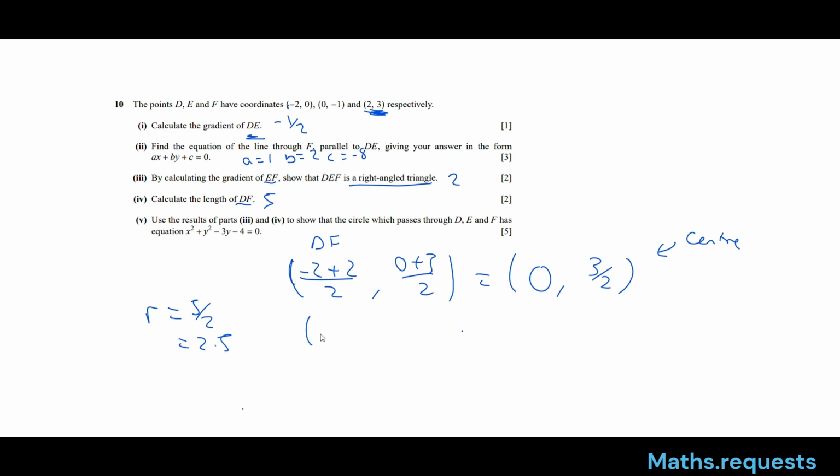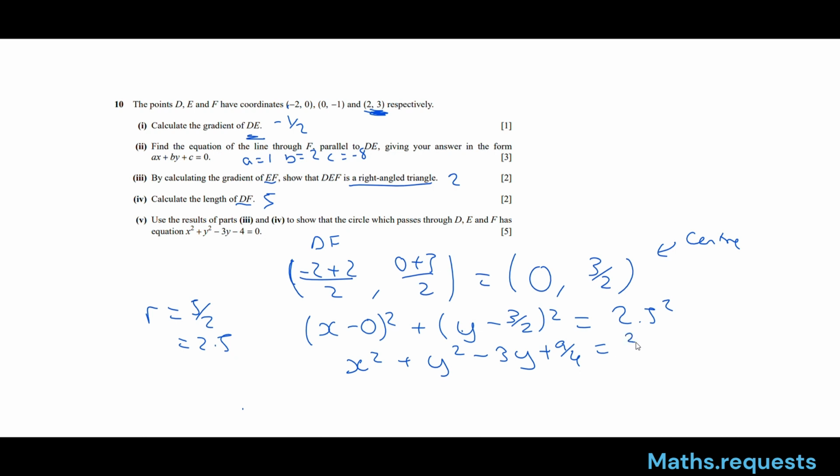So you know the equation of the circle. The x-coordinate of the center is 0, so it's just x minus 0 squared, plus the y value of the center is 3 over 2, so it's y minus 3 over 2 squared, equals 2.5 squared. So you're left with x squared plus y squared minus 3y plus 9 over 4 equals 25 over 4. Then you can move 25 over 4 to the other side by subtracting 25 over 4 from both sides. And you're left with x squared plus y squared minus 3y minus 4 equals 0.